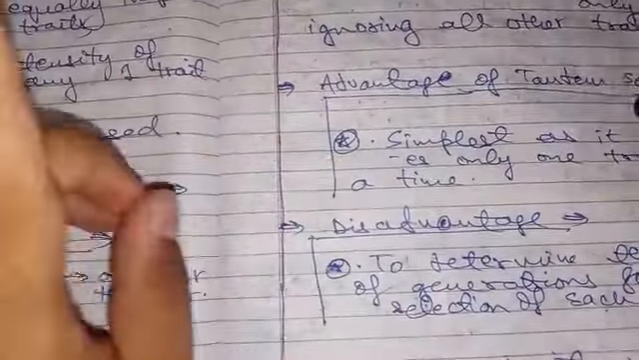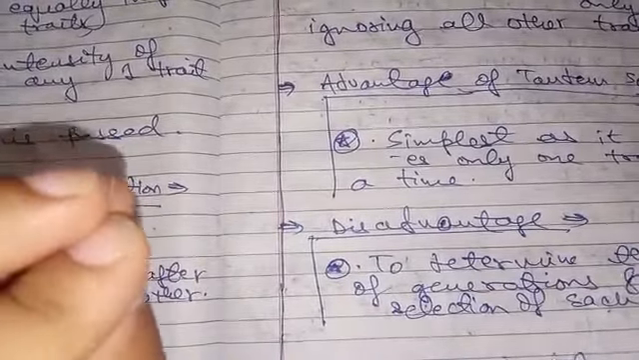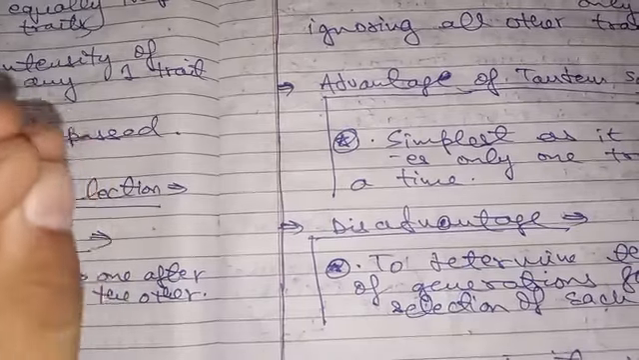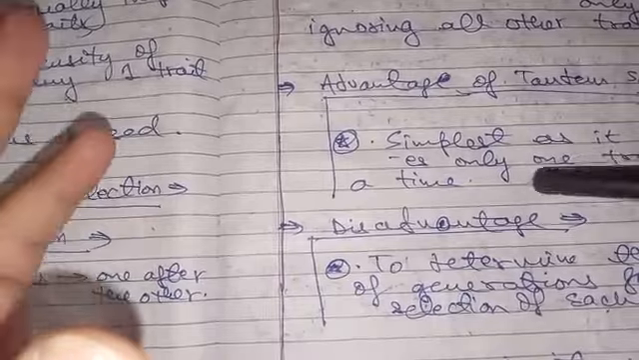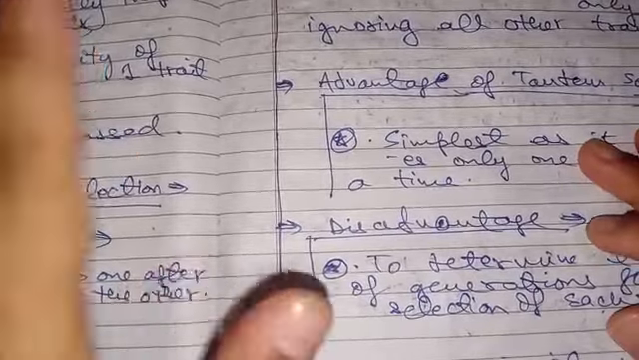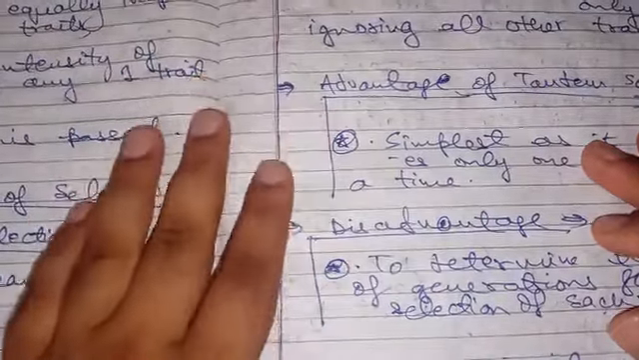Now the single advantage of tandem selection which makes it useful is that it is the simplest method, which involves only one trait at a time. So you have to focus only on one trait at a time. That is why this is the major advantage of this method.